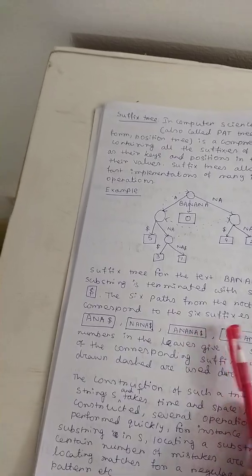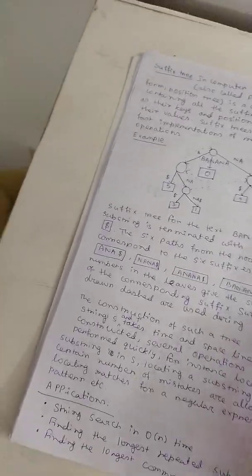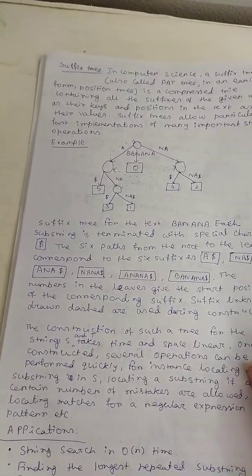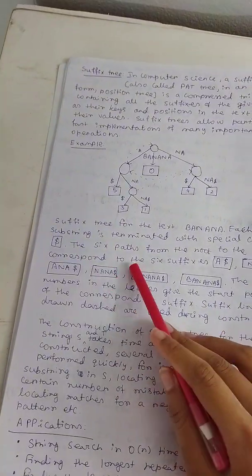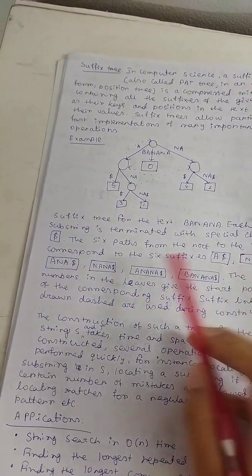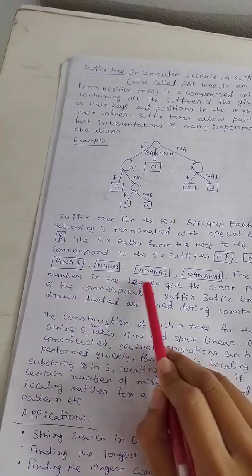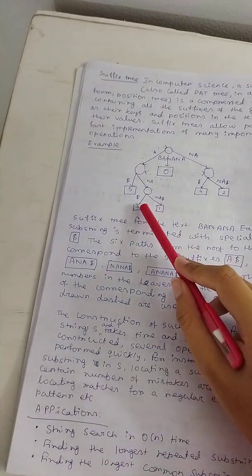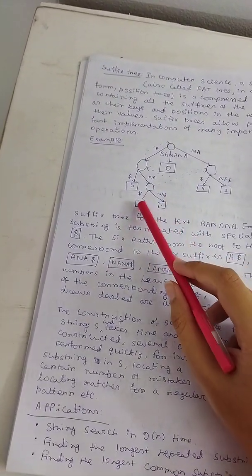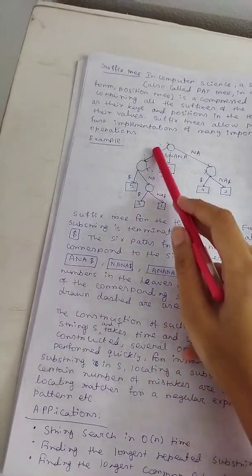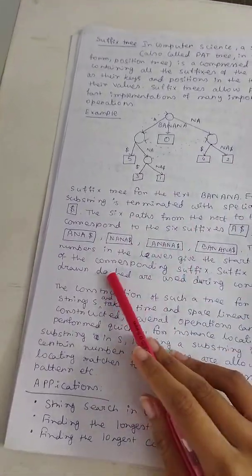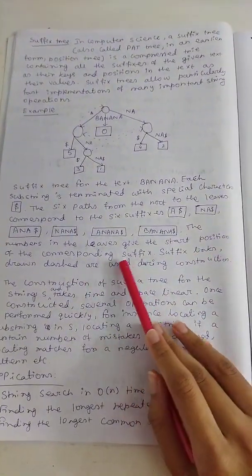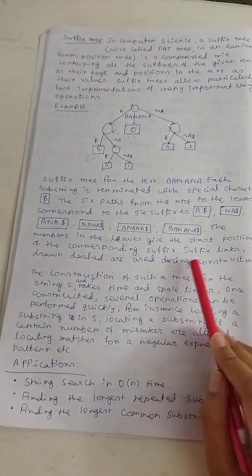So, suffix tree from the text banana, where each substring is terminated with a special character $. The 6 paths from the root to the leaves correspond to the 6 suffixes, ending with $ and banana$. So here you can just do it in this way. The numbers in the leaves give the start position of the corresponding suffix.